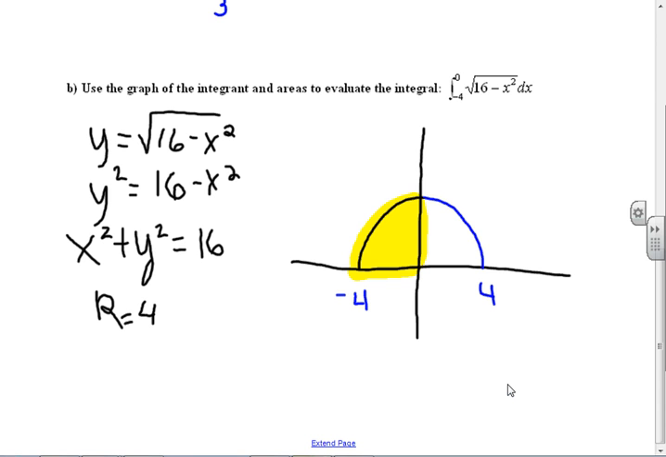What fraction of the circle is it? It's a fourth. So it's 1/4 the area of a circle, which is pi r squared. Okay, so I don't need any calculus. I'm just going to use geometry. So it's 1/4 pi, and the radius is 4. So the answer is, that's 16 divided by 4, which is 4 pi.